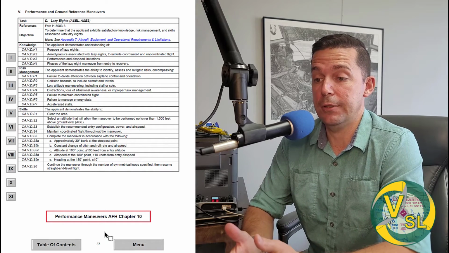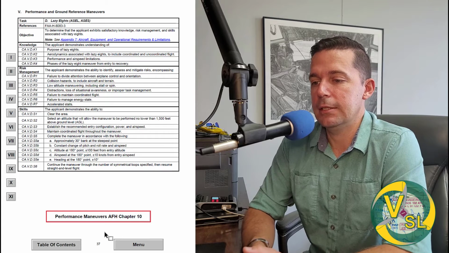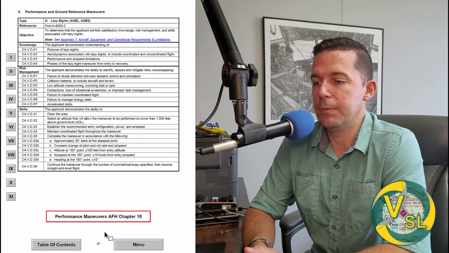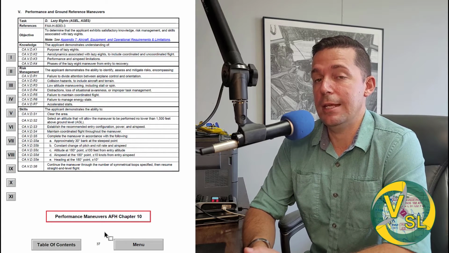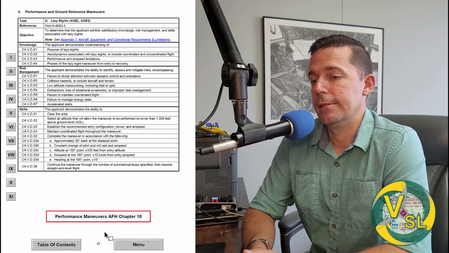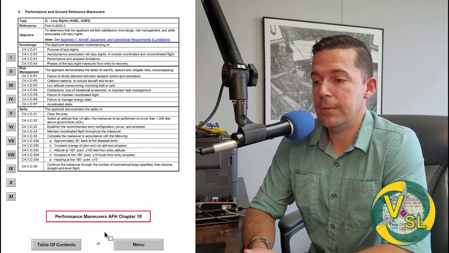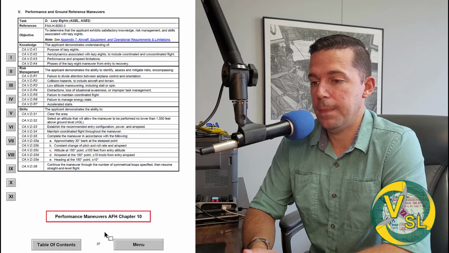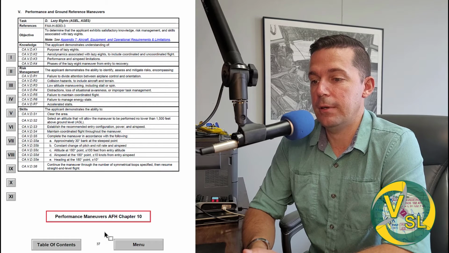So skill 1, clear the area. Skill 2, select an altitude that will allow the maneuver to be performed no lower than 1,500 feet AGL. Seeing a trend here. Skill 3, establish the recommended entry configuration, power, and airspeed. Skill 4, maintain coordinated flight throughout the maneuver.